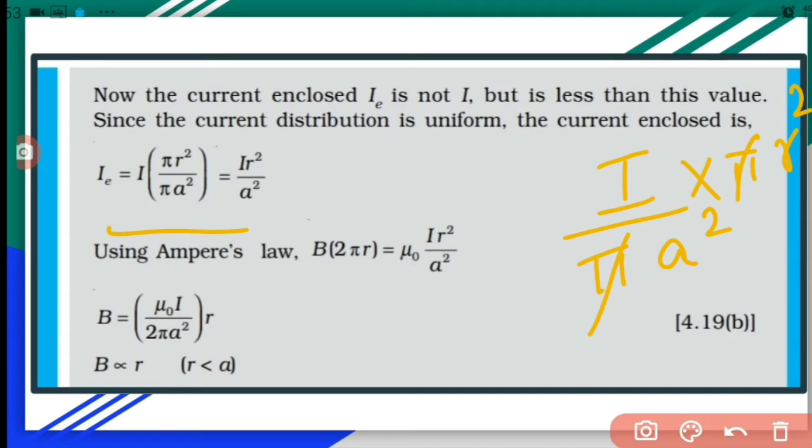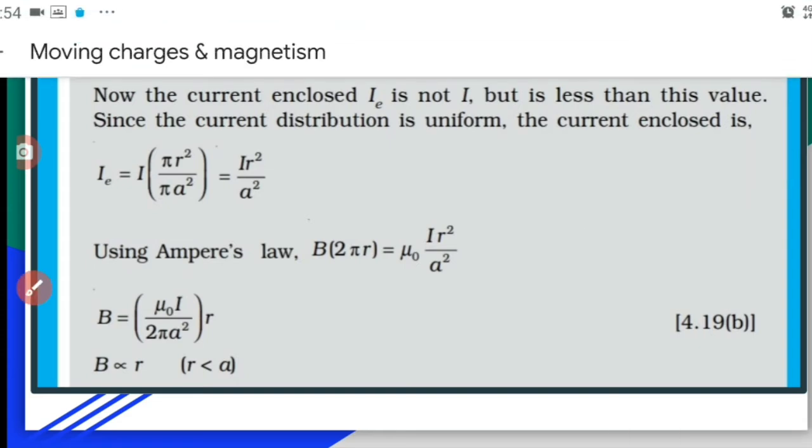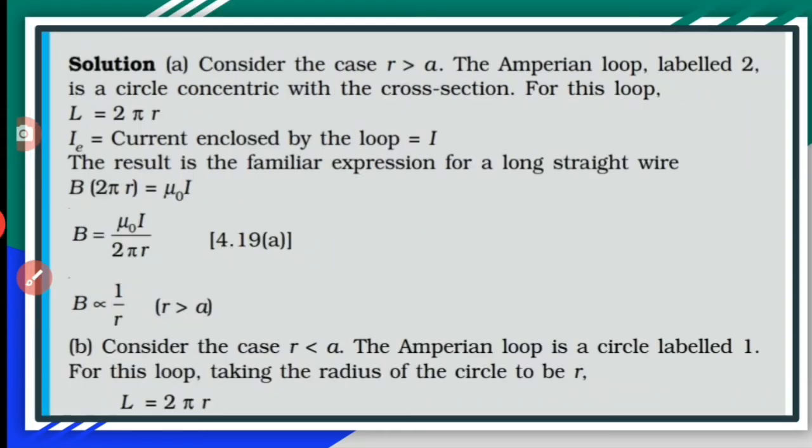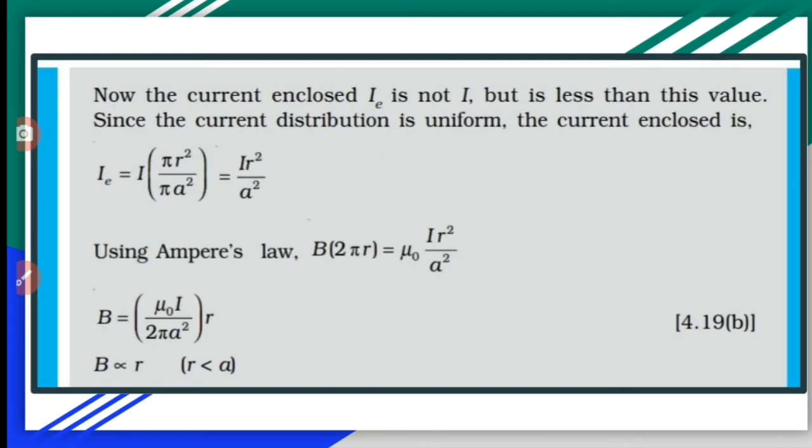So using Ampere's law, we have B into 2 pi r is equal to mu 0 into I R square by A square. So B is equal to mu 0 I divided by 2 pi A square into r. So what we get is B is directly proportional to R. So two results we are getting: when R is greater than A, B is inversely proportional to R, and when R is less than A, B is directly proportional to R.